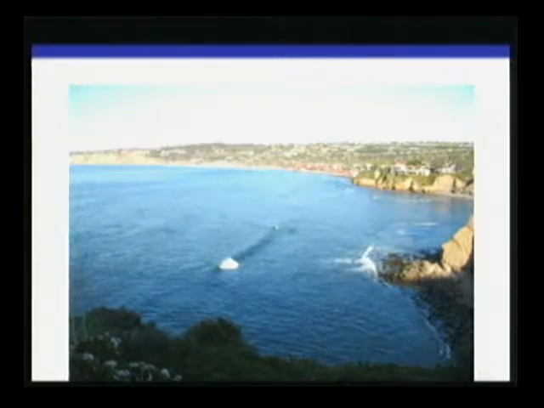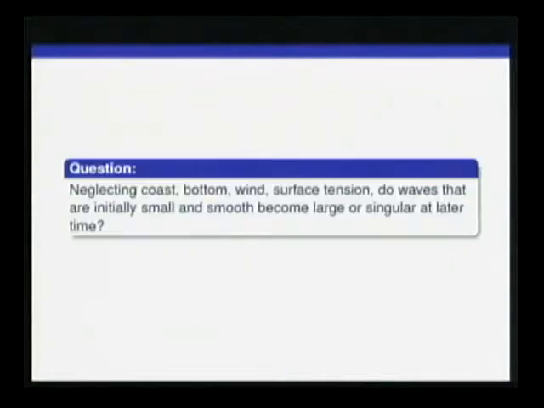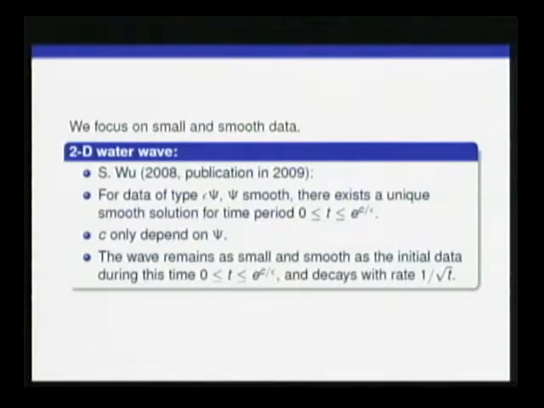Okay, so I'm not going to talk about large time behavior, the global existence. I just mention the recent work. So we also know there are quite a few works now on the global existence for small and smooth initial data. And for example, in 2D, we have that if the data is of size epsilon, then you can solve the equation for exponential time, e to the 1 over epsilon time. And the wave remains small and smooth for that period of time and decays like 1 over square root t.